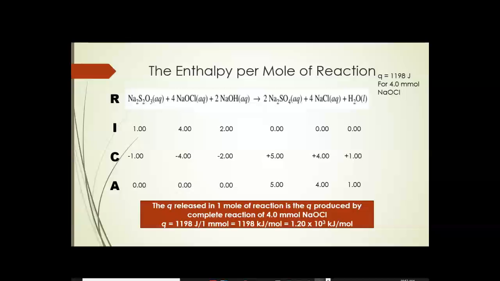And we're going to remember that we were working in joules before, and all you have to do is put a K in front of this if you're working with moles instead of millimoles. So Q is 1198 joules per millimole, or 1198 kilojoules per mole. That's 1.203 sigdigs times 10 to the third kilojoules per mole. Therefore, delta H for 1 mole of reaction is negative 1.2 times 10 to the third kilojoules per mole.